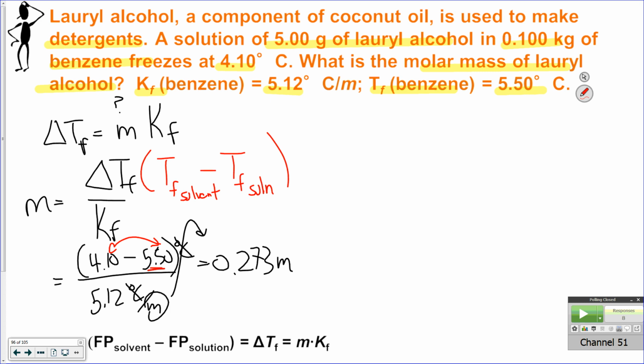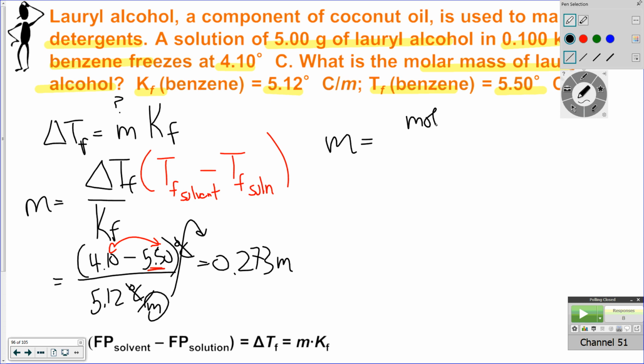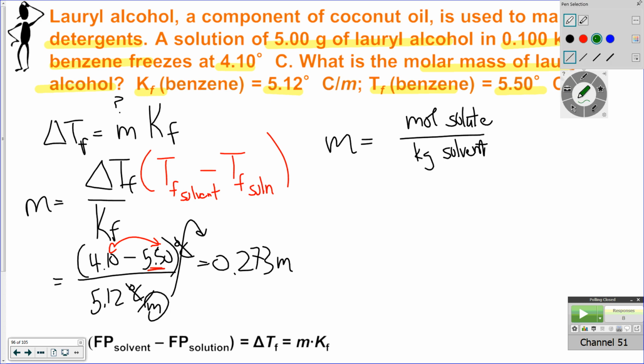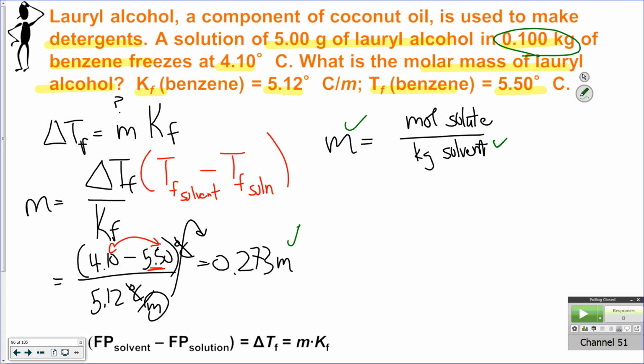All right, so if I think about what is molality, it is the moles of the solute, in this case lauryl alcohol, per kilograms of the solvent. Okay, so I know what the molality is. I just found that. I know how much of the solvent's there. So that was given in the problem. So I can use this to find out the number of moles that are there.